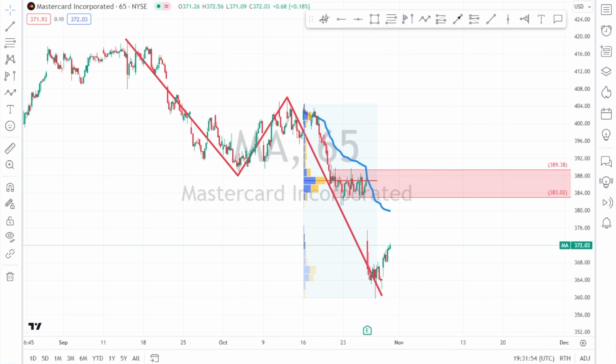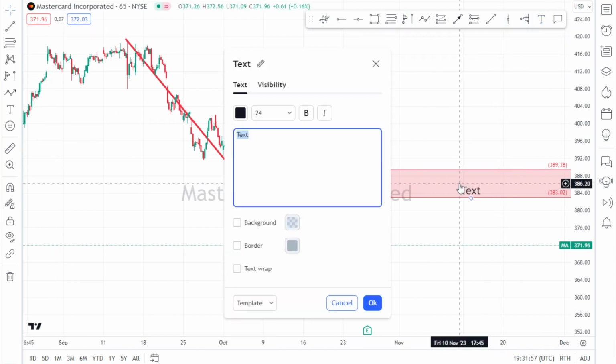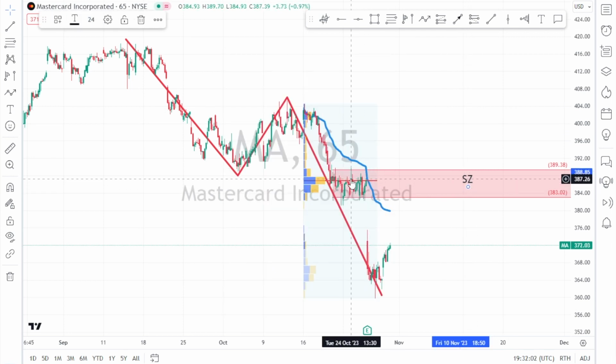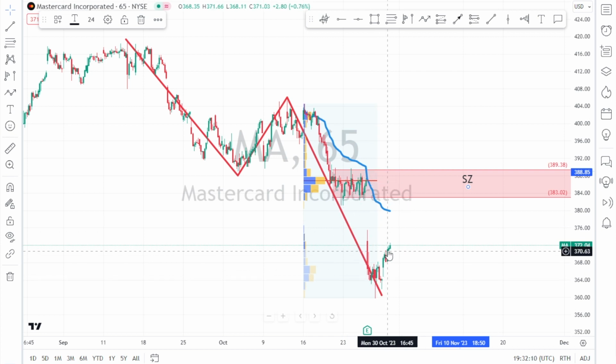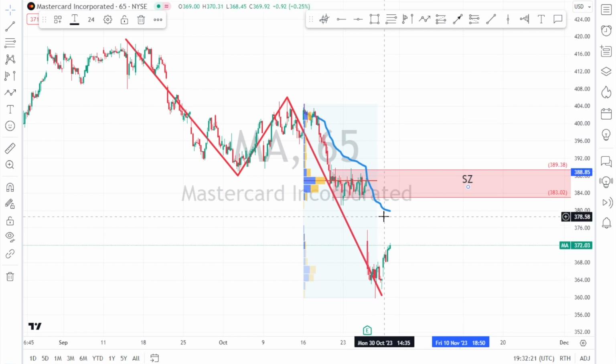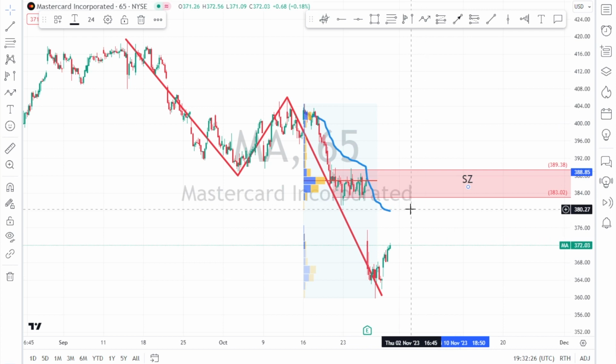All right, so we've got a supply zone right here. I got my point of control, which shows me that most of the volume that traded this leg down traded right here. I've got a gap, and I wouldn't be surprised to see an attempt to close the gap. And I got my falling VWAP, anchored at the start of the decline, to show me that during this decline, the average price for the shares trading coming down is at this point 380, right around there. Okay, so this makes this a pretty good entry point.